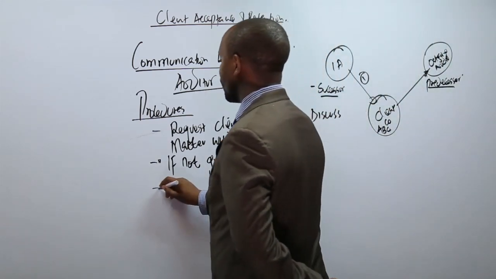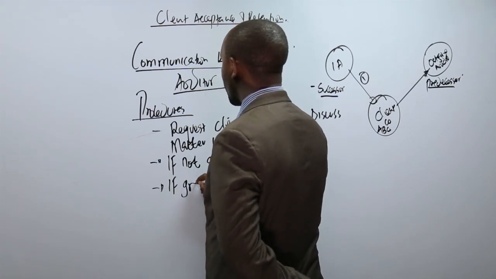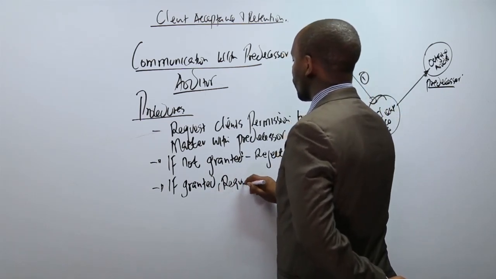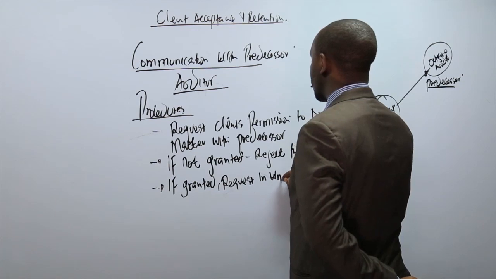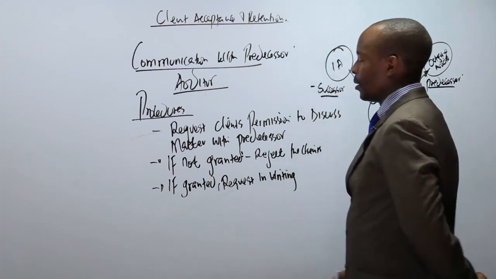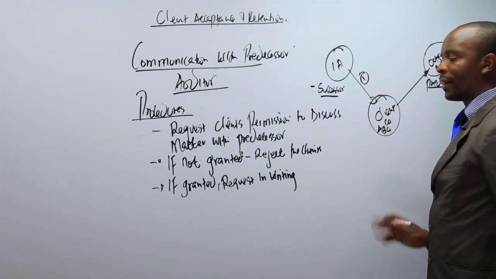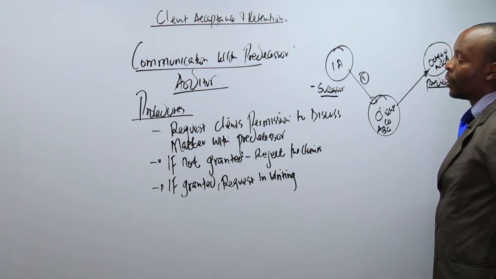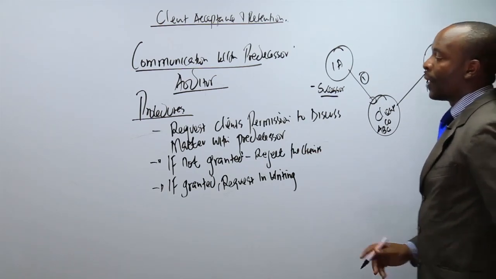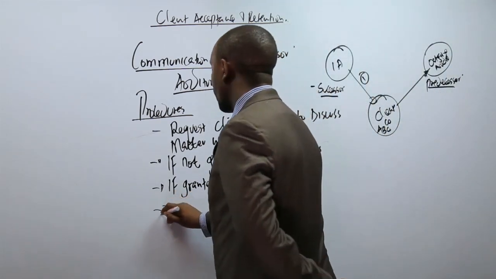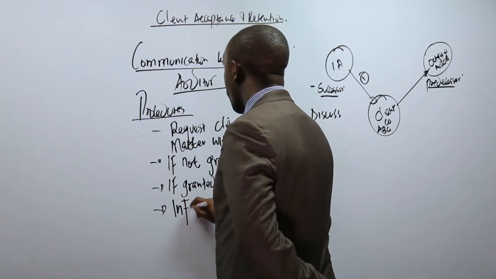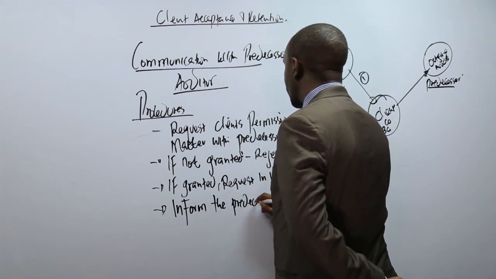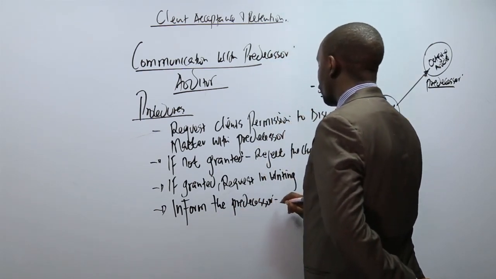But if it is granted, that is permission to discuss with the outgoing auditor, we usually say request it in writing. Tell him that you don't just need a nod. So something like, yes, you can go ahead, that is not enough. Tell the client to put that in writing because you want evidence to showcase that you requested that particular permission. Then the next thing, inform the outgoing auditor, the predecessor auditor. What are you informing him? Inform him that you will be discussing matters with him, the predecessor auditor.